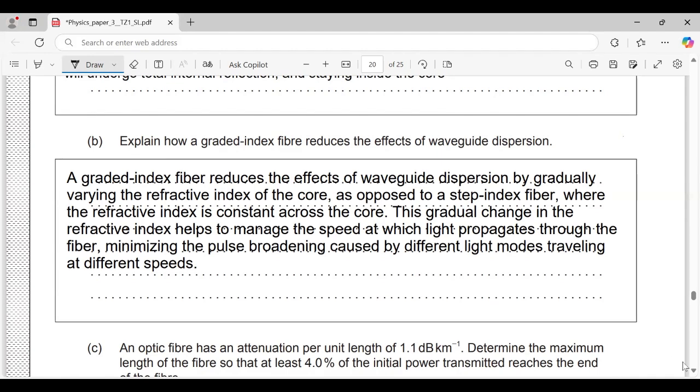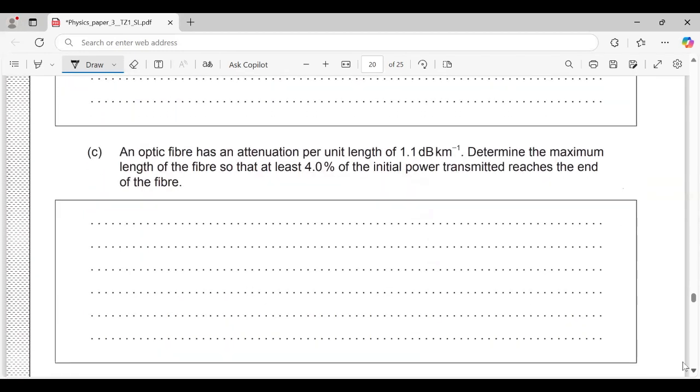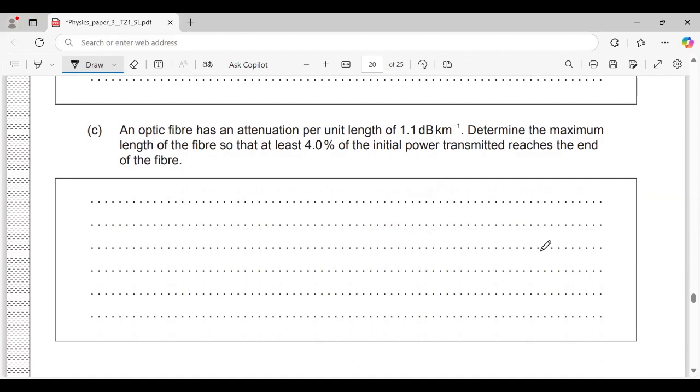All right, let's move on. C. An optic fiber has an attenuation per unit length of 1.1 decibel per kilometer. Determine the maximum length, it means we are going to determine L. Determine the length of the fiber so that at least 4.0% of the initial power transmitted reaches the end of the fiber.